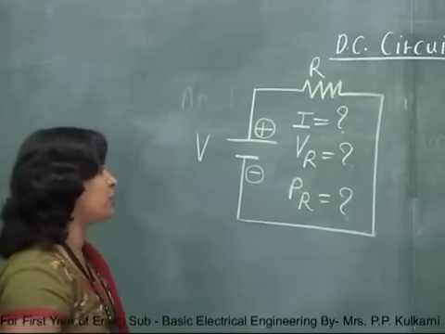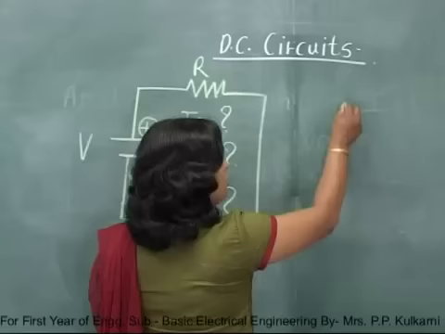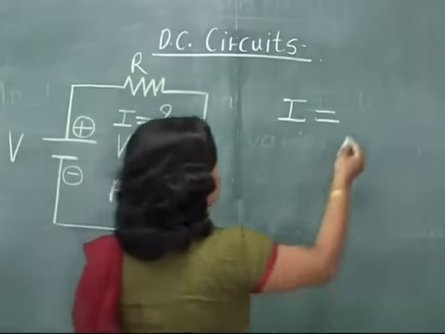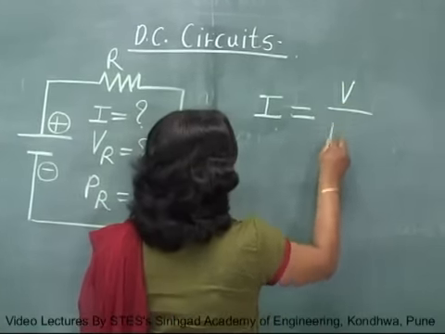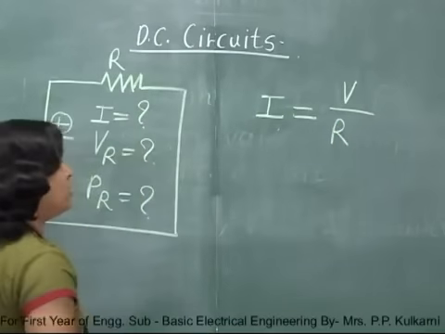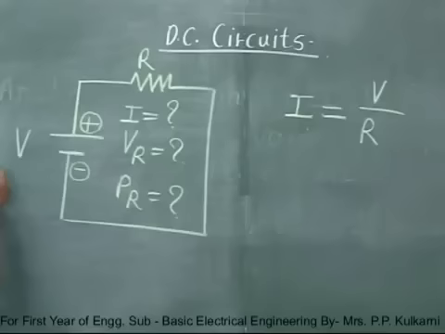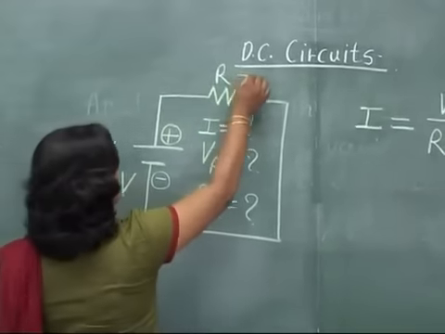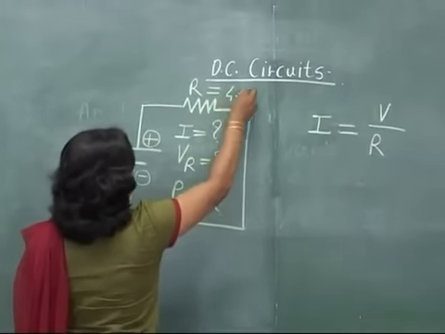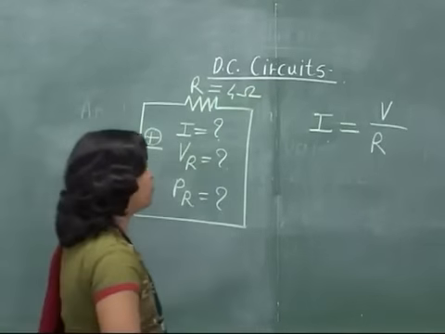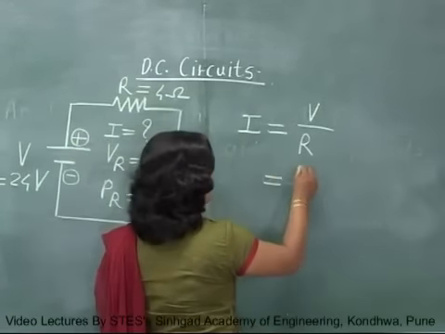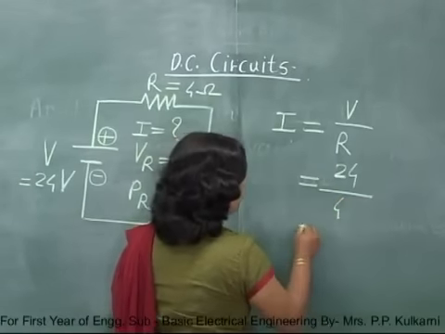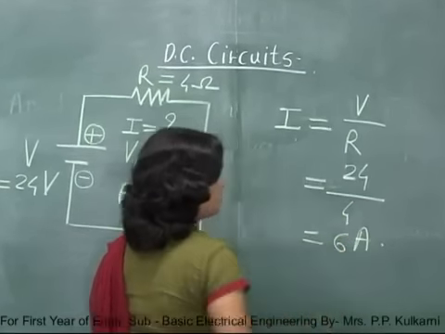Now, how to find out current flowing through this circuit? The first law which you have learned at your school level is Ohm's law. What is Ohm's law? I is equal to voltage divided by resistance. So, in this circuit, if voltage is equal to, say, 24 volts, and if resistance value is, say, 4 ohms, then current flowing through this resistance is equal to 24 divided by 4, which is equal to 6 amperes.